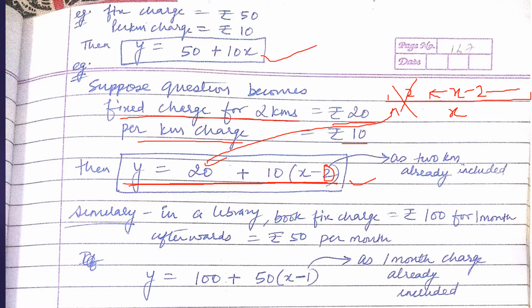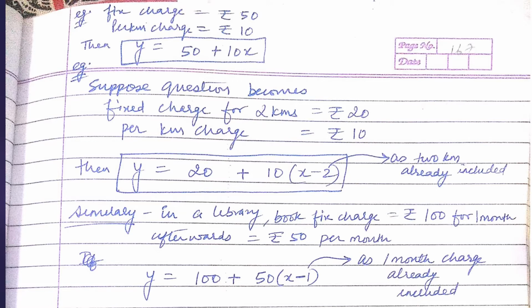Okay. Similarly, suppose we have a library in school and it is taking a fee for the book, and the fee is like this. In a library, the book's fixed charge is 100 rupees for 1 month. So if you issue a book from the library for any time, the first month's price you have to give, that is 100 rupees. Even if you give it back in 10 days, still you have to give 100 rupees because it is a fixed charge. It can't go up and down.